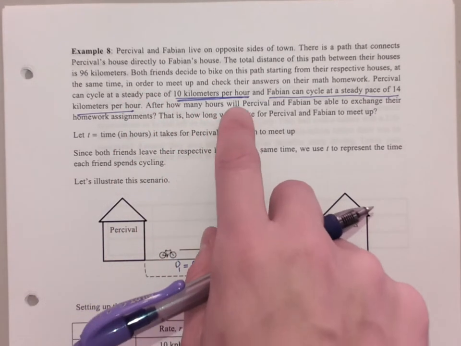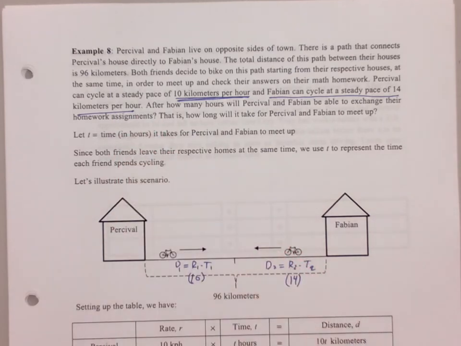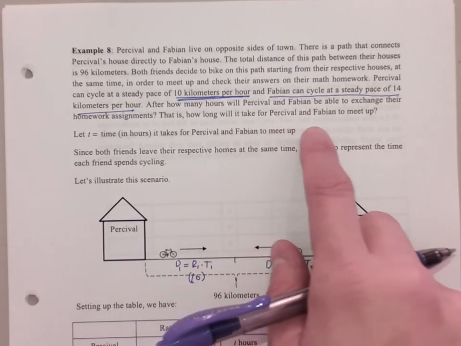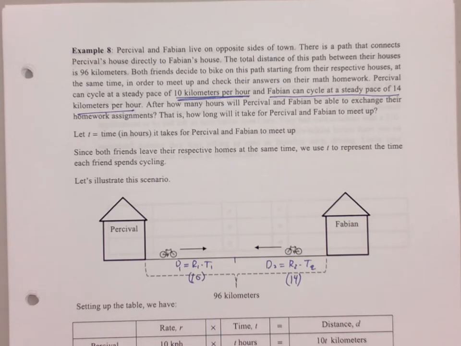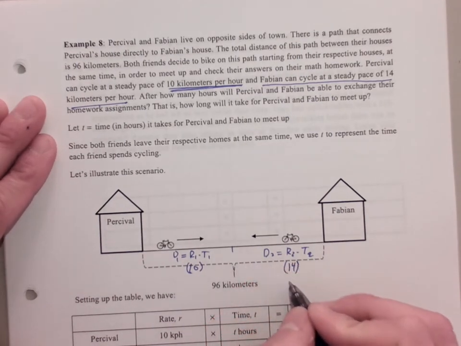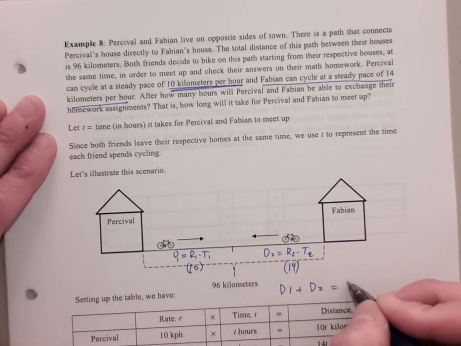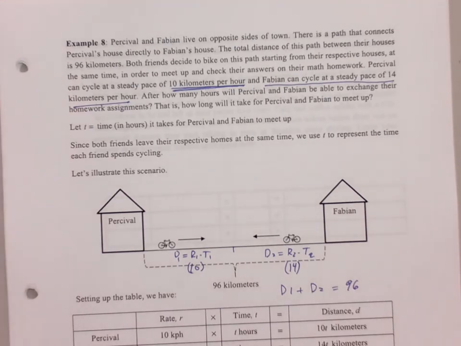After how many hours will Percival and Fabian be able to exchange their homework assignments? That is, how long will it take for them to meet up? So when will they meet? Well, in this case, we know what fact? We know that D1 plus D2 must be 96 in total. What else do we know? Do we know anything about their time? What does it say about their time?